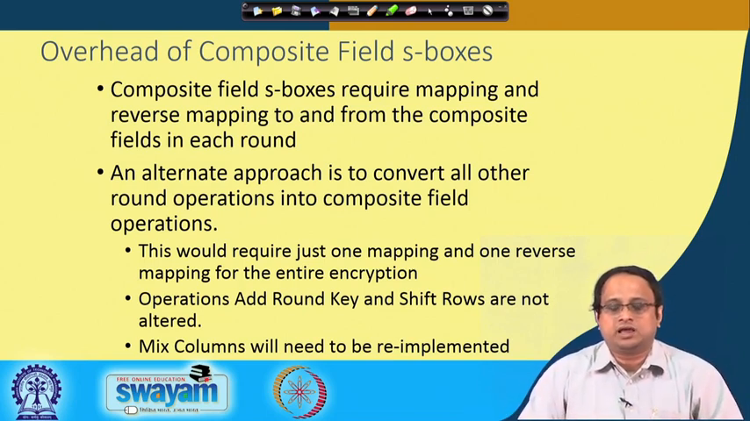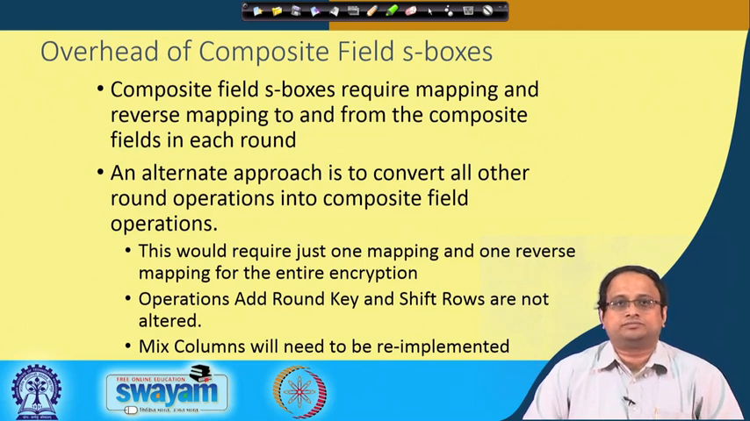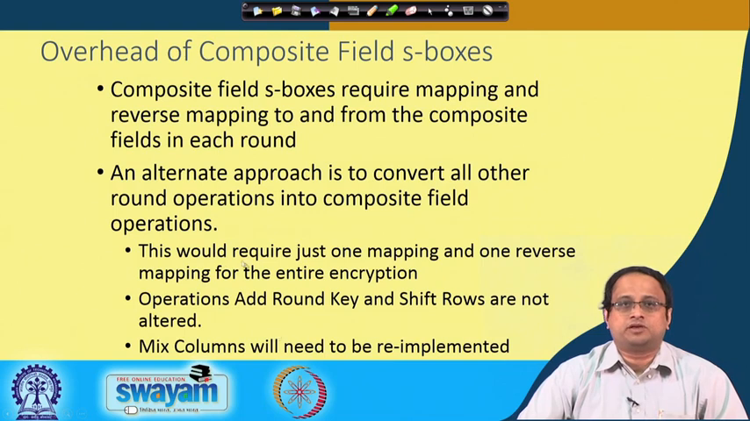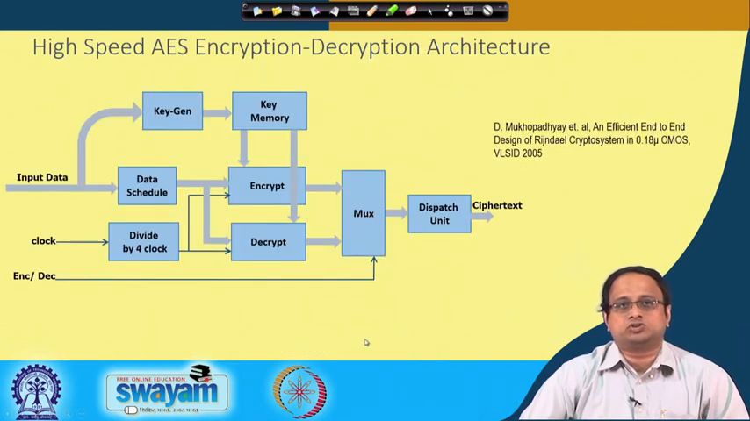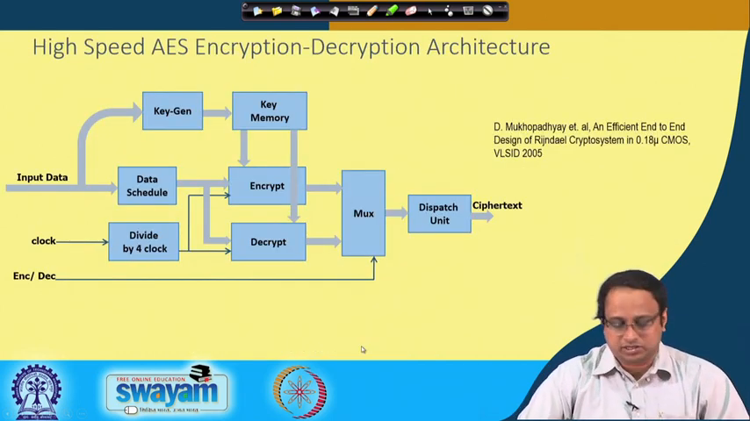And that can significantly reduce the bottleneck. So therefore, this would just require one mapping and one reverse mapping for the entire encryption or decryption. The operations like add round key and shift rows are of course not altered, but the mix columns has to be re-implemented like the S-box. Okay. So let us try to take a look at the overall architecture in that case.